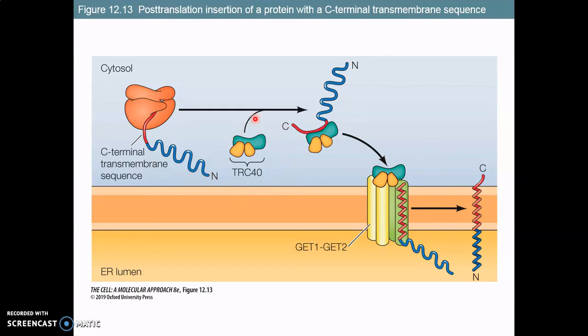this complex here called TRC40. That will bind this hydrophobic region. That will associate with a different pore complex called GET1, GET2. That is going to require a little bit more energy to pull this whole structure through. So it requires a little bit of a different process. And then what we see here is a protein that essentially has its entire C-terminus buried in the membrane.